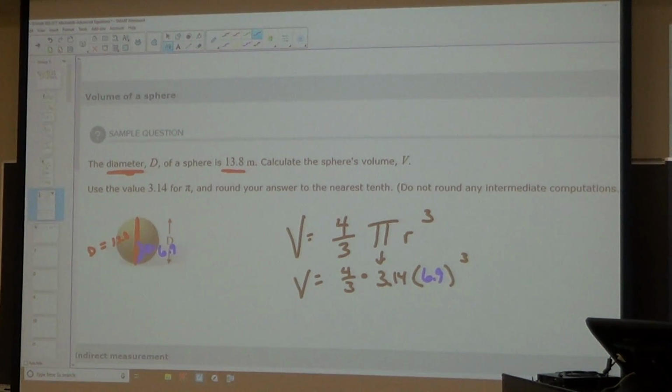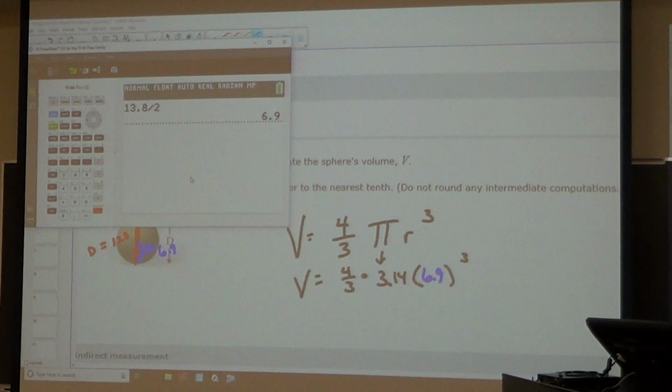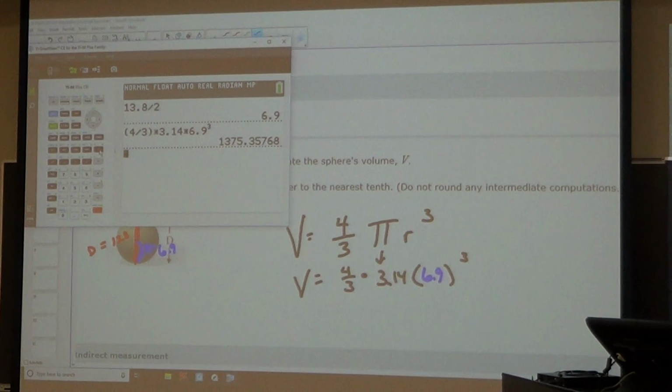Then we're going to go to our calculator, and we're going to wrap up the 4/3 because it's a fraction, times pi, then multiply by 6.9 to the third. Here's your "to the" button, right there, above the division.